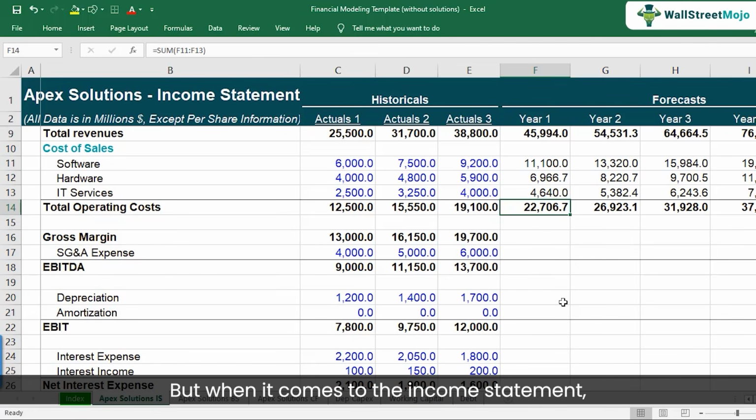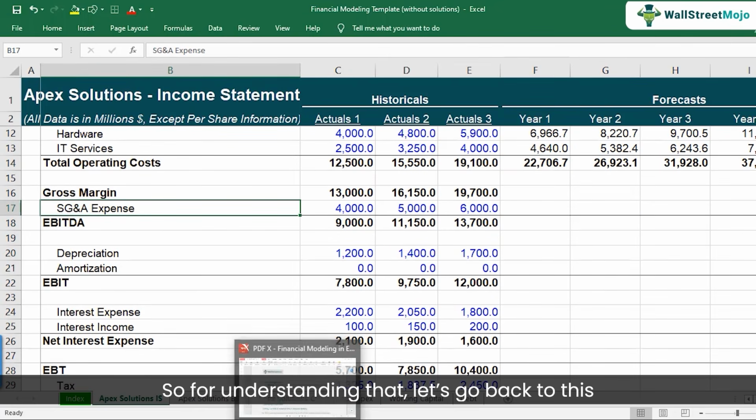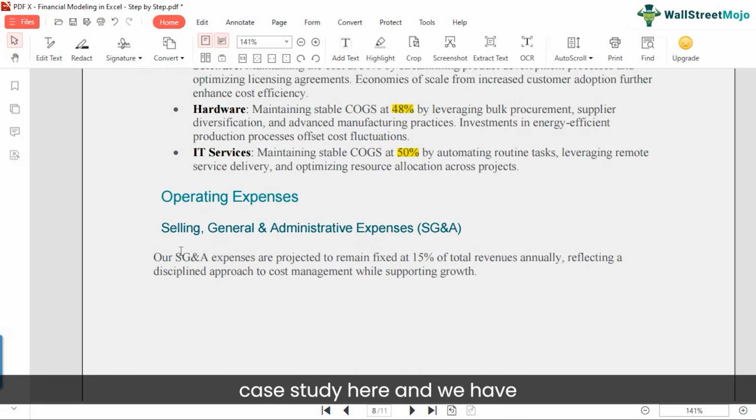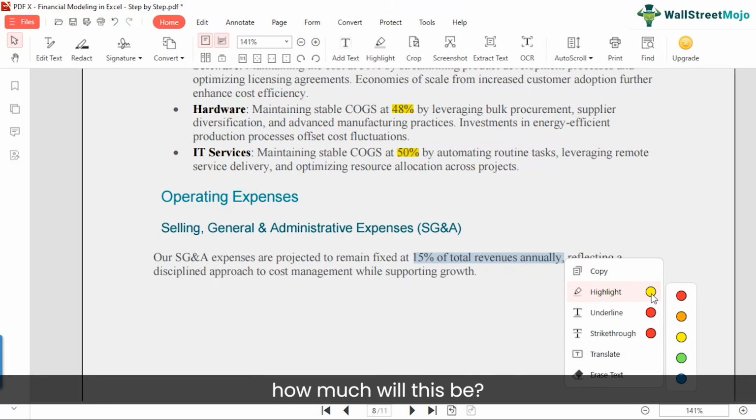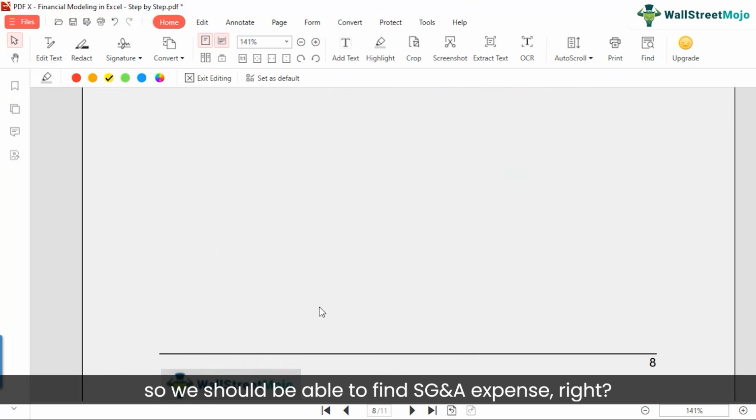But when it comes to the income statement, there are other specific costs as well which are mentioned. Now let's look at SG&A expense. For understanding that, let's go back to this case study here. We have been provided with some more details about SG&A expense. SG&A expense is projected to remain fixed at 15% of the total revenues annually, right? We have the total revenues, so we should be able to find SG&A expense, right?